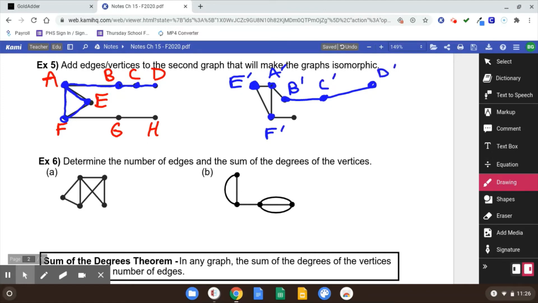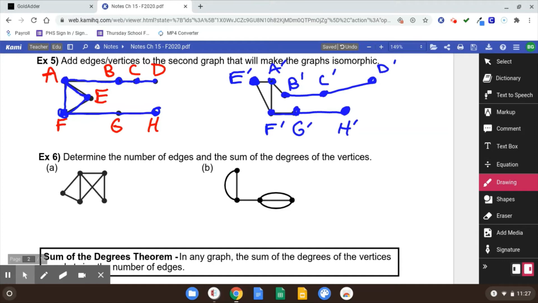Now look down at F. F goes to G, so that means this point right here must be G prime, and then we need to add on one more to get to H prime, and it doesn't have to be a straight line, but that's what we're looking at. We should have the same number of vertices, the same number of edges. All of the degrees are the same. All of the relationships are the same. That's what's going to make these isomorphic.